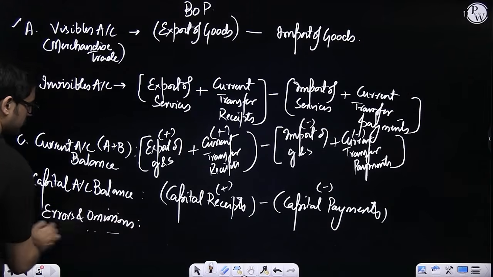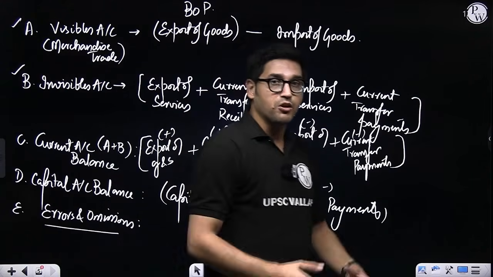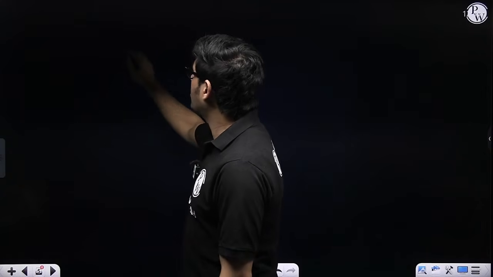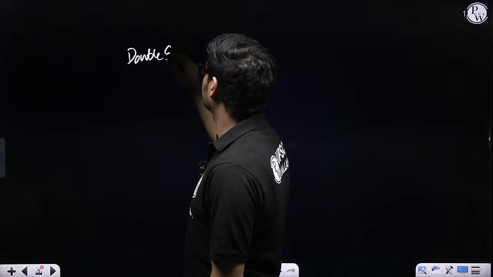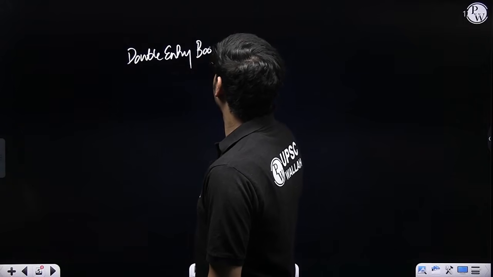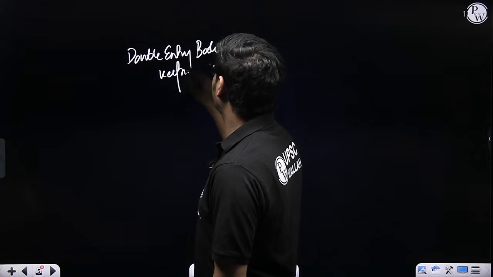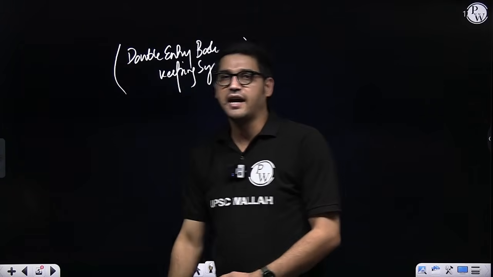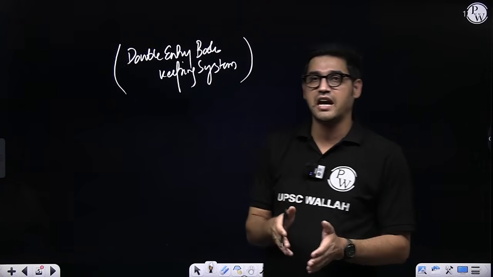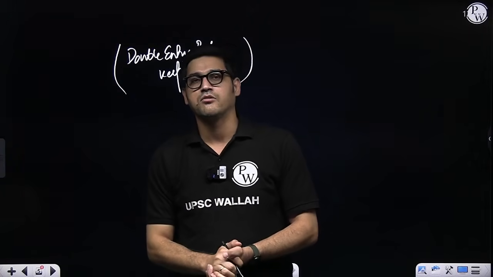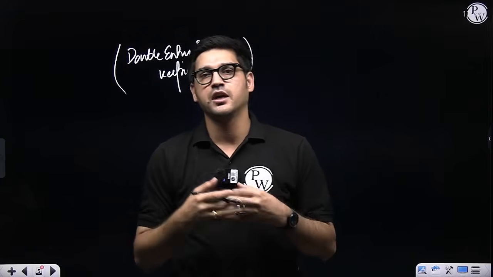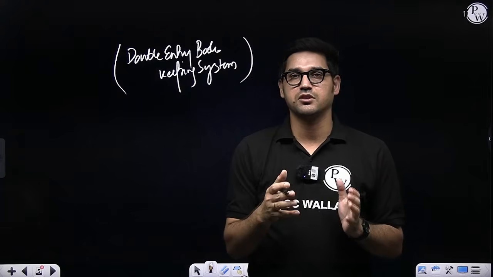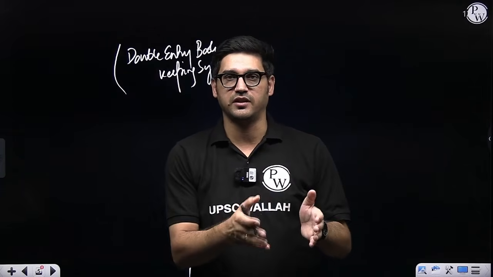Errors and omissions. Now, errors and omissions means what? Keep in mind that India follows what is called a double entry bookkeeping system. It is an accounting practice. What this means is that we will have an official record of a transaction and we will have an actual record of a transaction. For instance, let's say you want to export shirts to UK. At the port, the customs authorities are going to ask of you what is the value of these items.